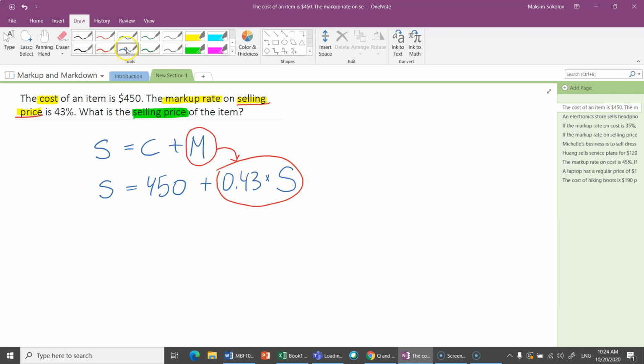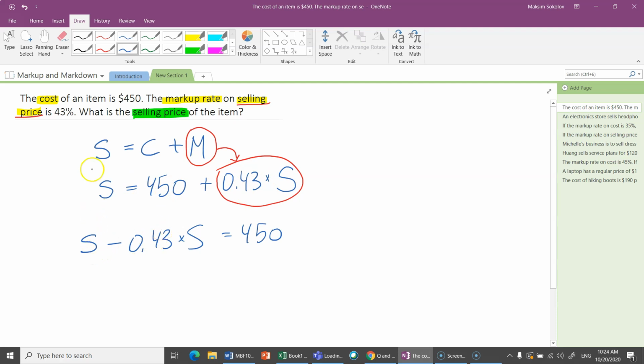As in any equation, we'll collect all unknown terms to one side and all known terms to the other side. Let's use the left side to collect all unknowns. In this case, the unknown is S, selling price. S minus 0.43 times S equals 450. So we have moved 43% of selling price to the left side of this equation.